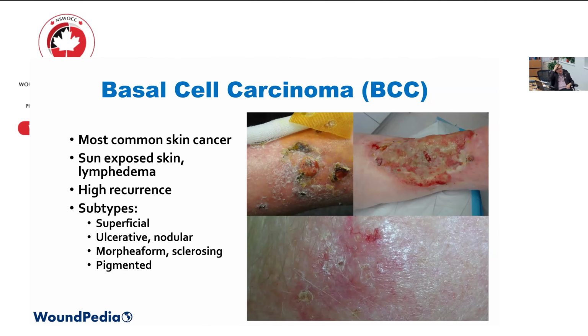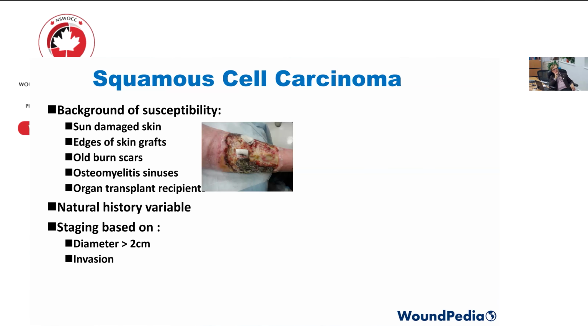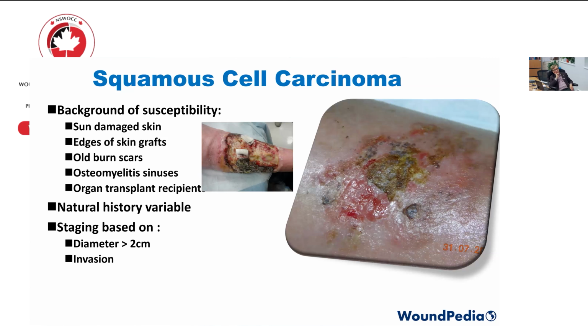Next one. This is what a squamous cell looks like. And you often have some keratin, some crust. They occur on sun-damaged skin, edges of skin graft, old burn scars, osteomyelitis sinuses, and they're much more common with organ transplants because of the immunosuppression. Natural history is variable, and staging is built on diameter, invasion, whether it's seen around the perineural area.